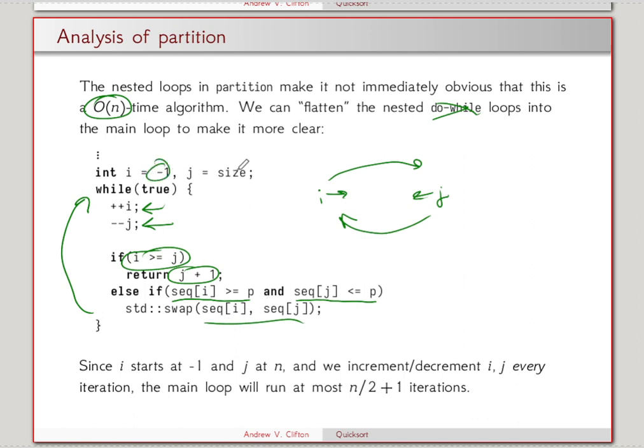Since i starts at -1 and j starts at size, and we always increment i and decrement j, this is going to run n over 2 plus 1 iterations. Everything we're doing in here is O of 1, right? So if you throw n over 2 plus 1 inside of a big O, that simplifies down to just big O of n. So this version should be equivalent to the previous version, unless I screwed something up, but it makes it a little bit more clear that this is in fact a linear time algorithm.